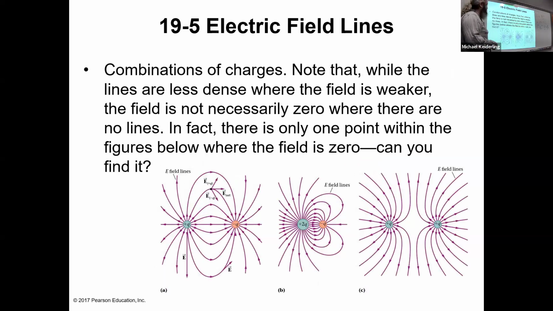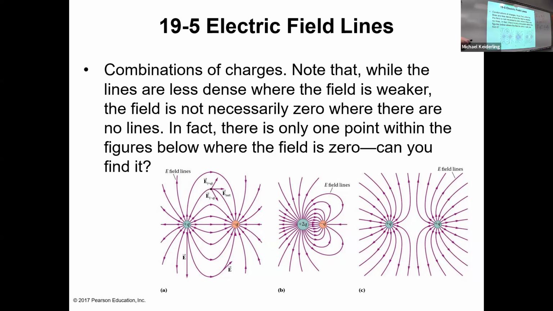So if you have two charges interacting, here you go out from the positive and into the negative. You can see they sort of curve around. Here we have out from the larger positive and then into the negative. And here we have two repelling charges. They go out and then away from each other with no charge in the middle.